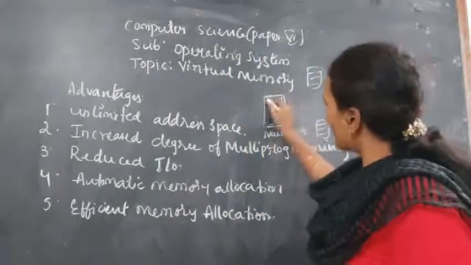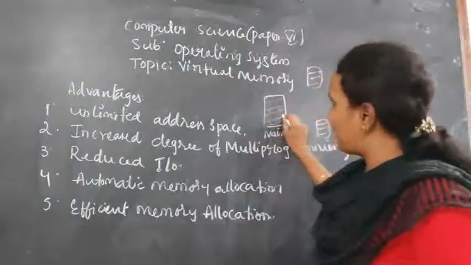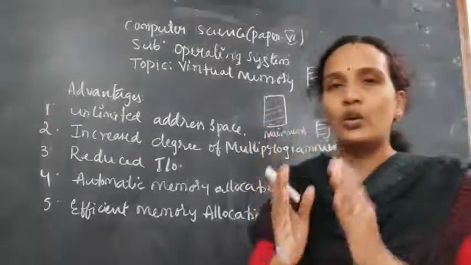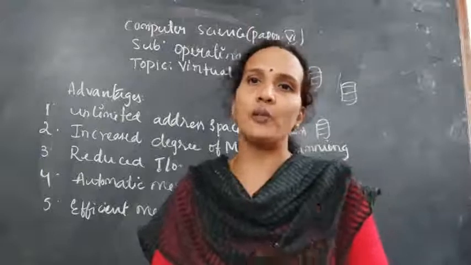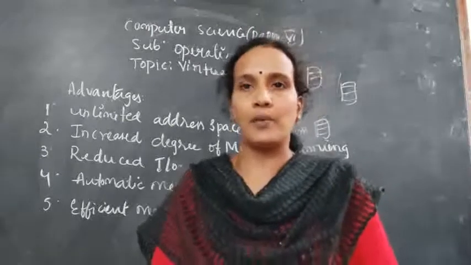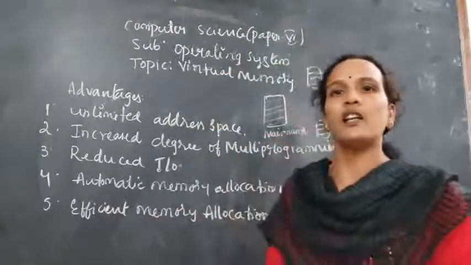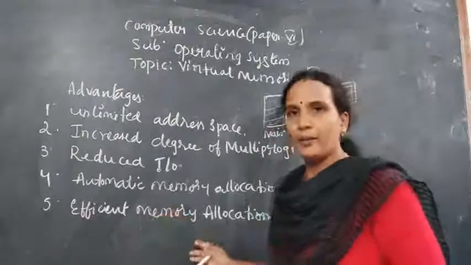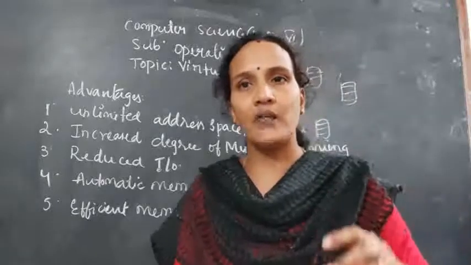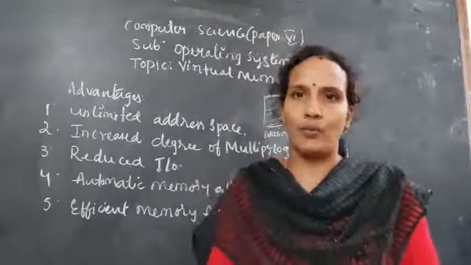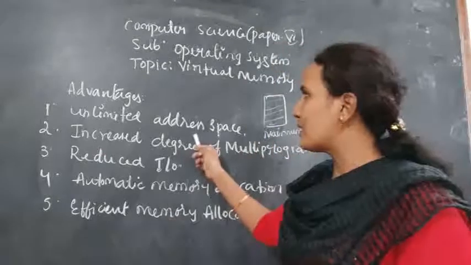For example, here instead of loading all the pages, instead of giving the total main memory space to one process, we are giving that space to more processes. So what happened? We are efficiently using main memory. Instead of giving the total main memory to one process, here we are giving main memory space to a number of processes. So these are the advantages.